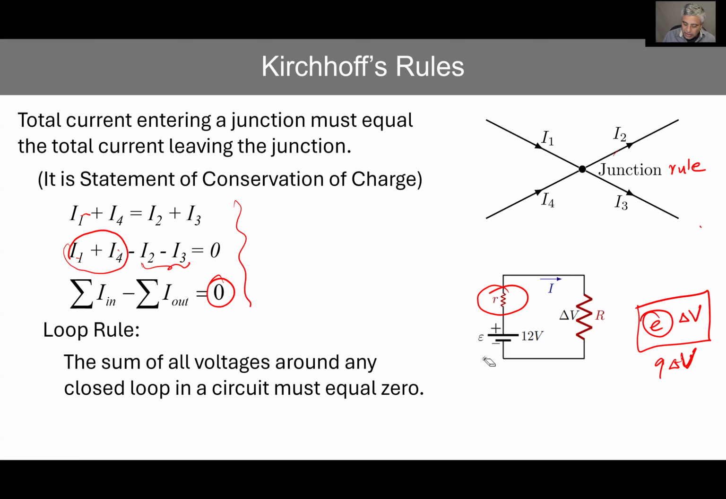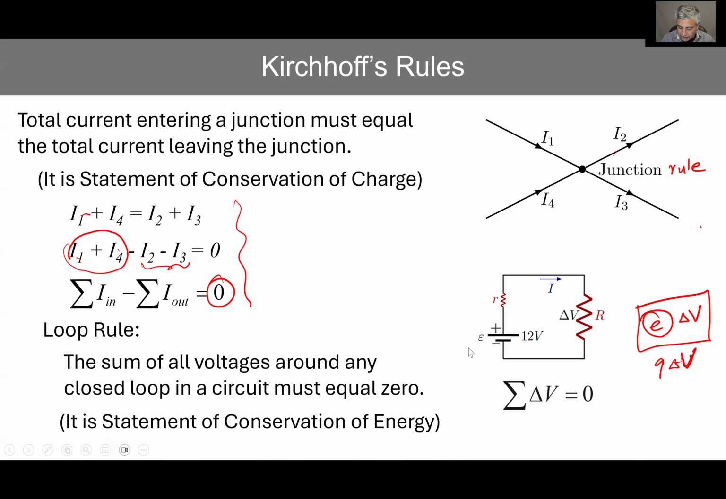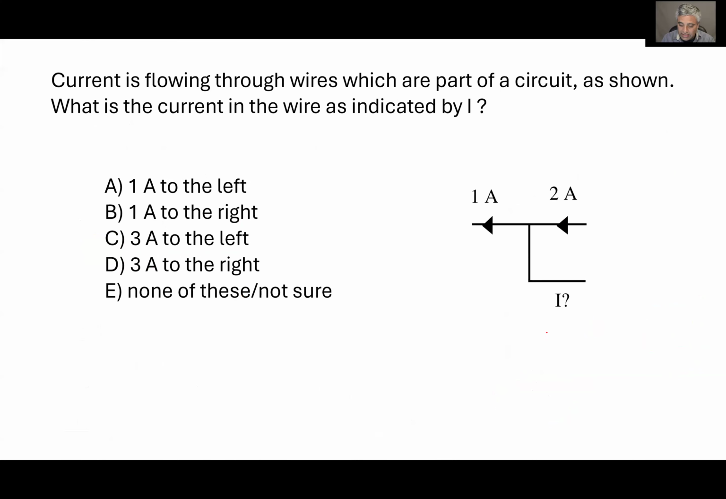So now the challenge here is to figure out which one is positive, which one is negative. So when it's increasing, we say it's positive, and when it's decreasing, it's negative. Easy enough, right? So let's talk a little bit more about that. Okay. So the sum of potential differences must be zero in a loop. That's what the loop rule says.